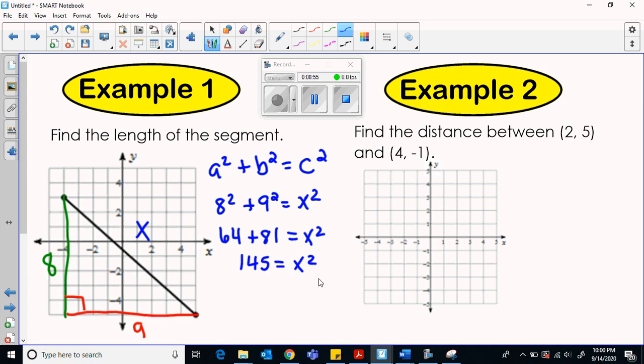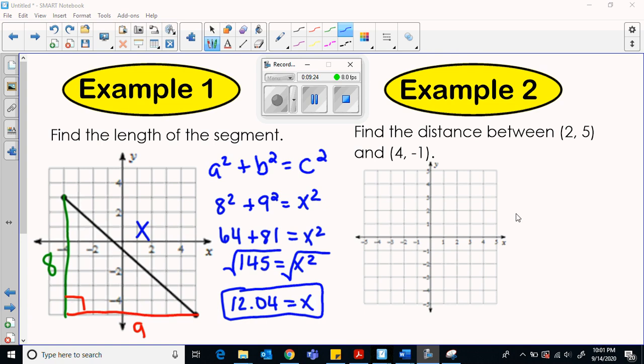And here, remember again, I don't want to know what x squared is. I want to know x. So we're going to take the square root of both sides. And then we can do the square root of 145. Again, use your Desmos calculator. Let's round to the nearest hundredth. So remember, that's two numbers after the decimal point. 12.04 is equal to x. So that means the length of that segment is 12.04 units.